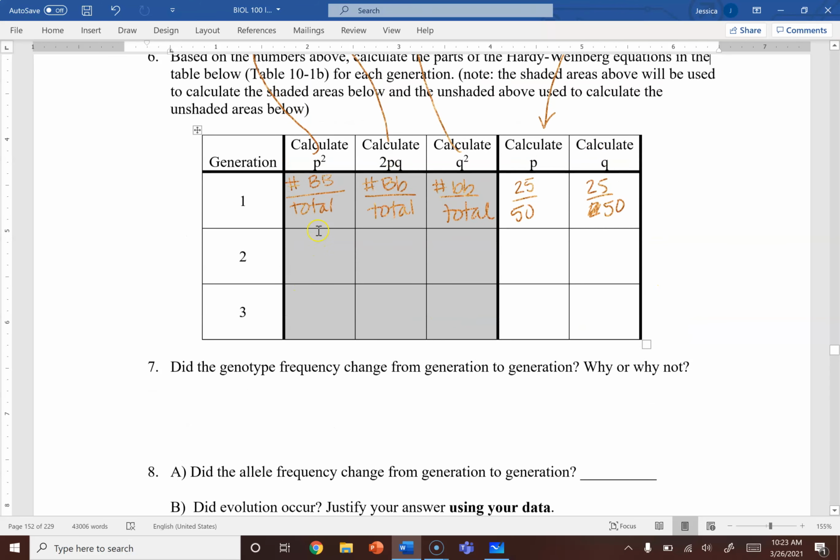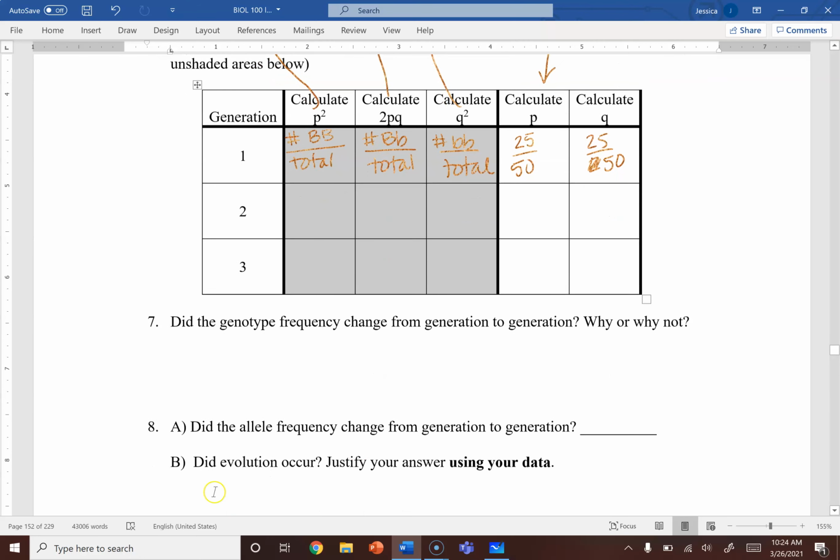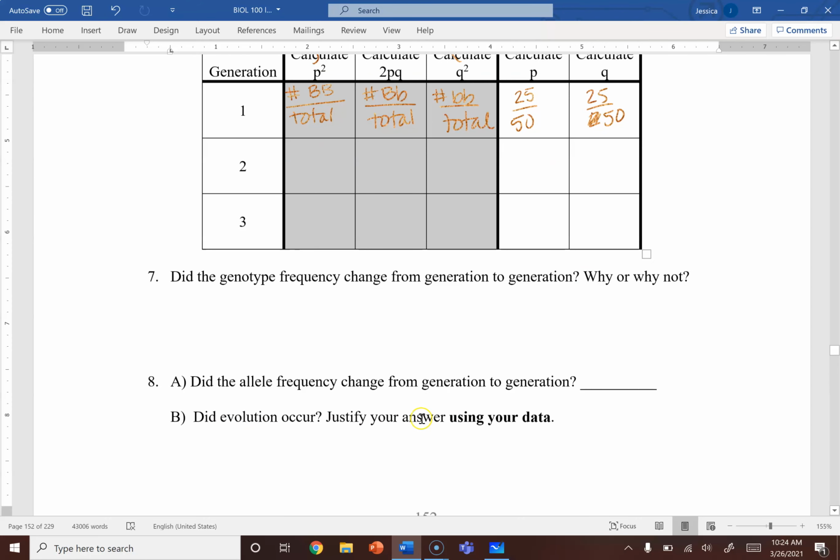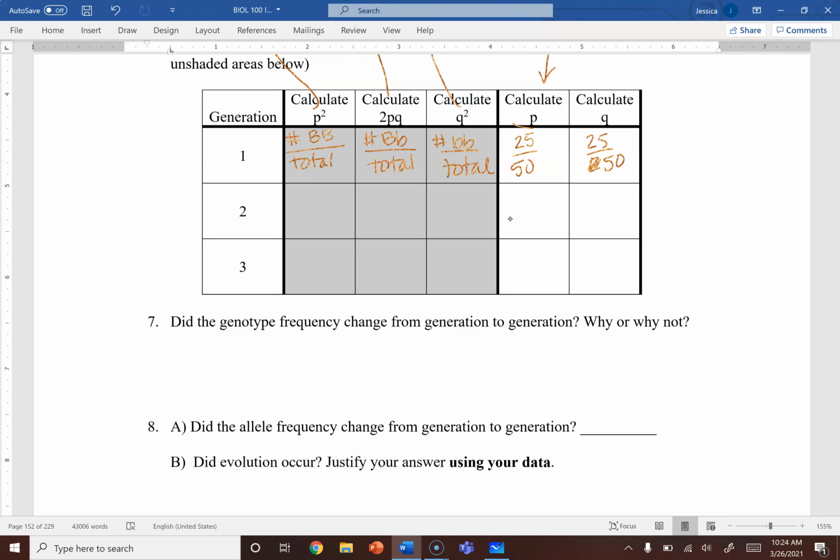Now, you're going to have to look and see, did the genotype frequency change across generations? Why or why not? Keep in mind that sometimes things don't behave as you would expect due to chance. Did the allele frequency change from generation to generation? Yes or no? And then, did evolution occur? Remember that evolution is change in allele frequencies over time. Did the allele frequencies change across all 3 generations?